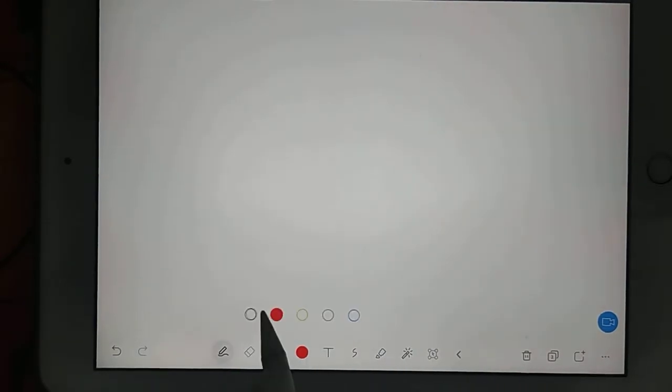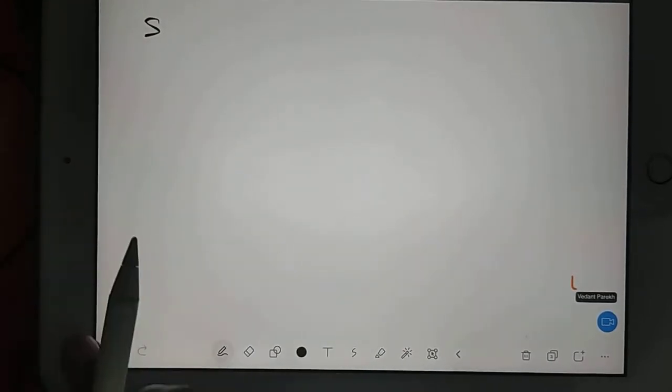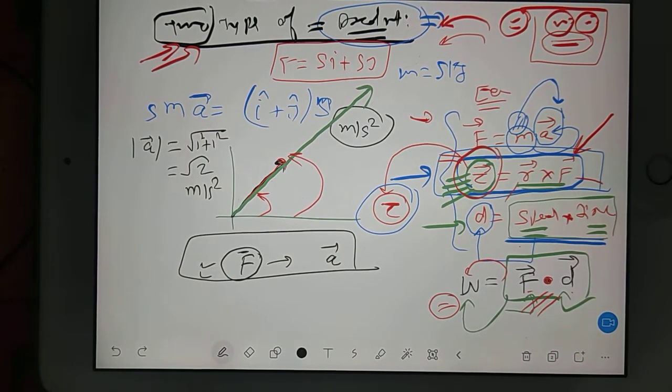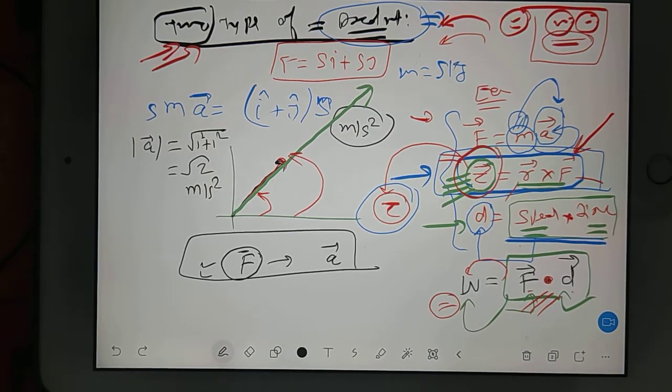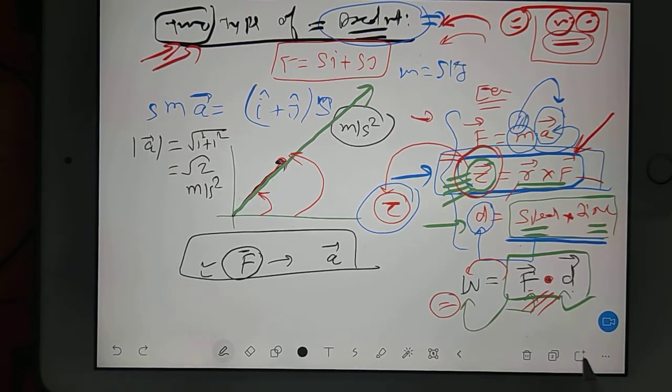I'll change the page. So you go for, yes Vedant, any doubt? All good, right? Okay.